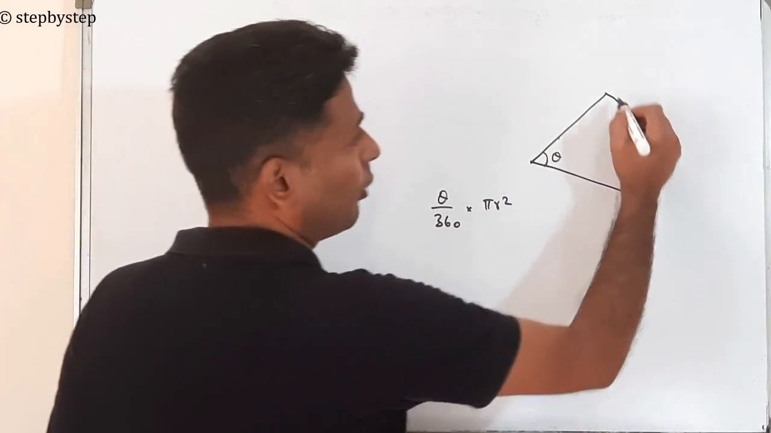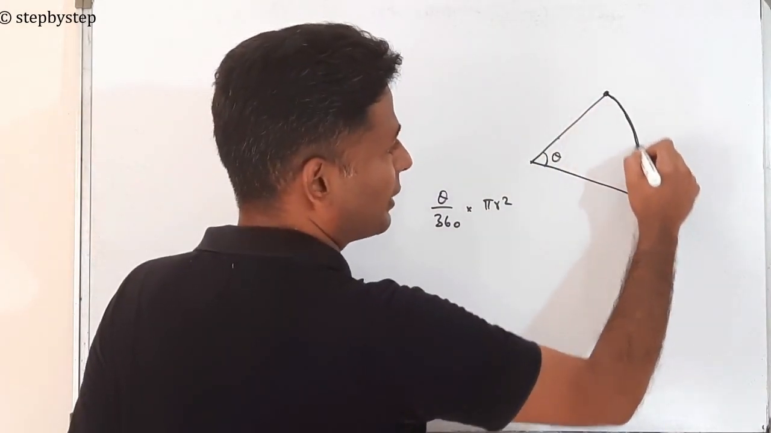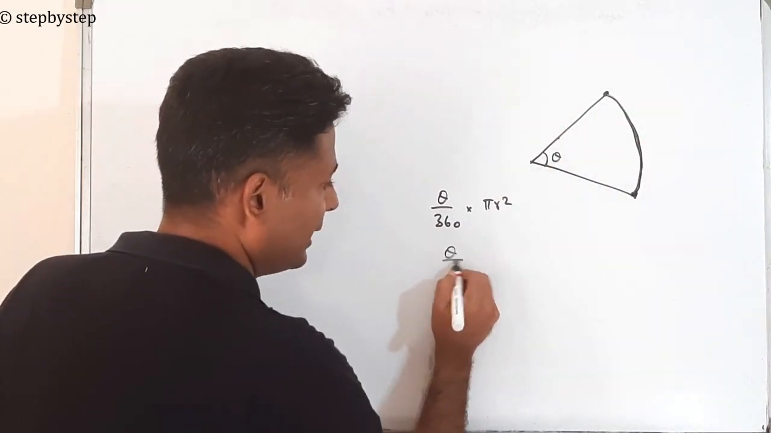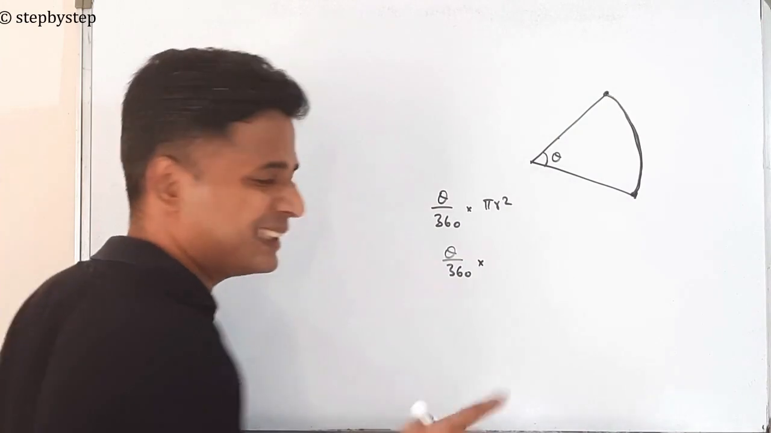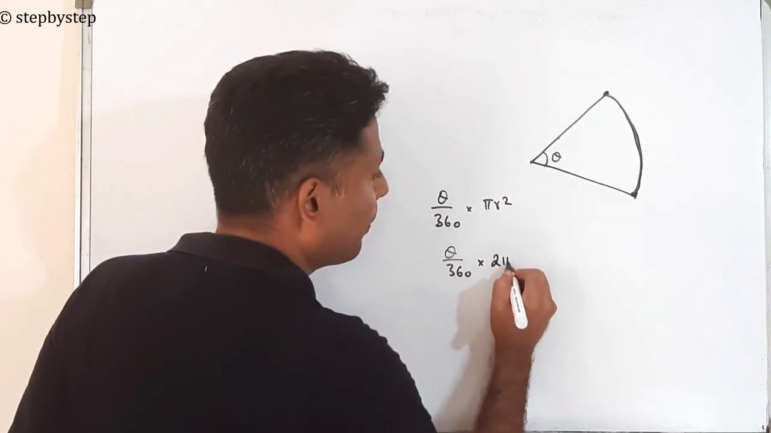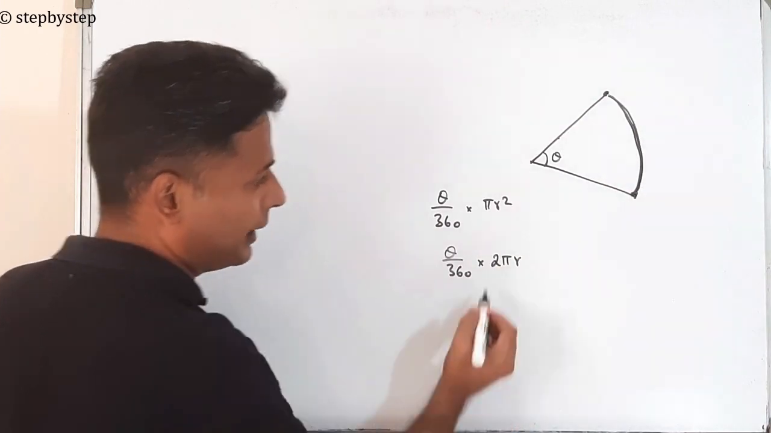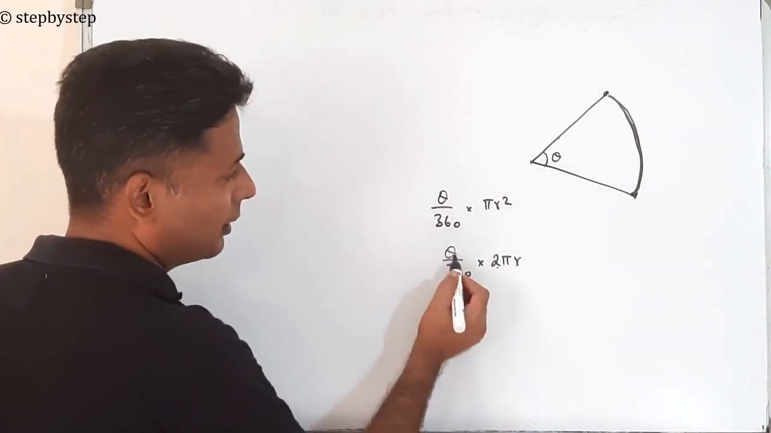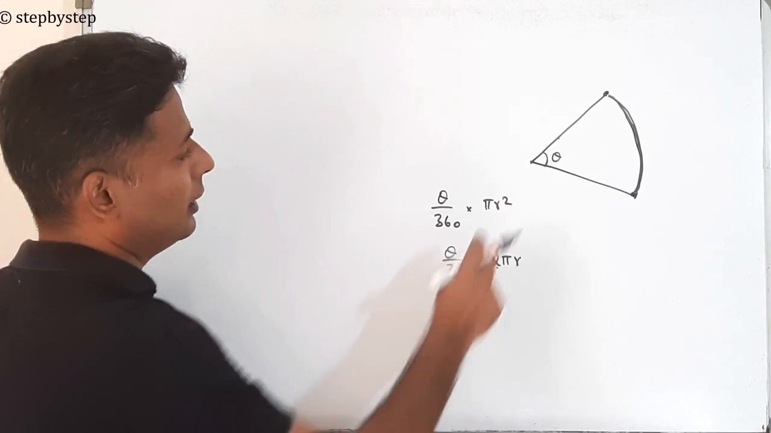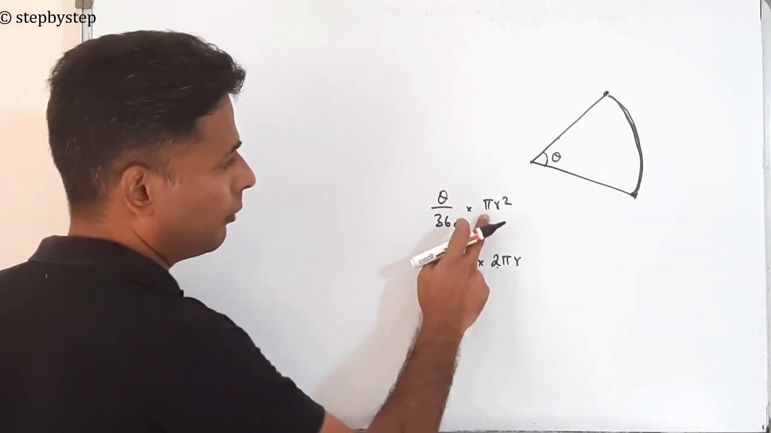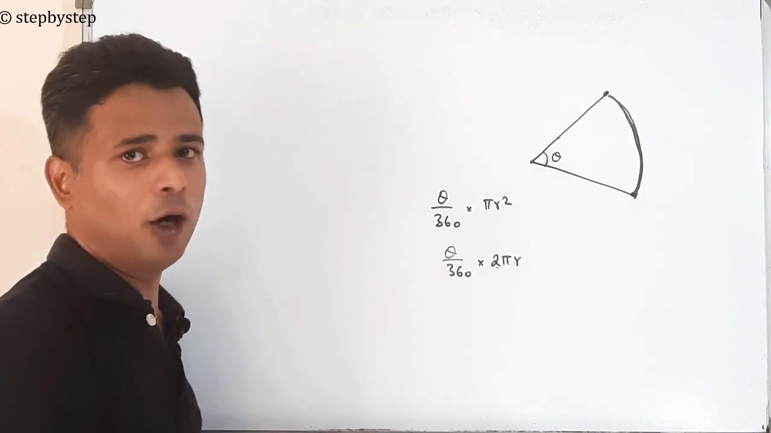If you want to find length of arc, that is this part from here to here, this length, what you do is again theta by 360 into what is circumference of a circle? 2 pi r. So this is part of circumference, right? So part of circumference, how much part? Theta by 360. So these are the two formulas that you need to remember for sectors.